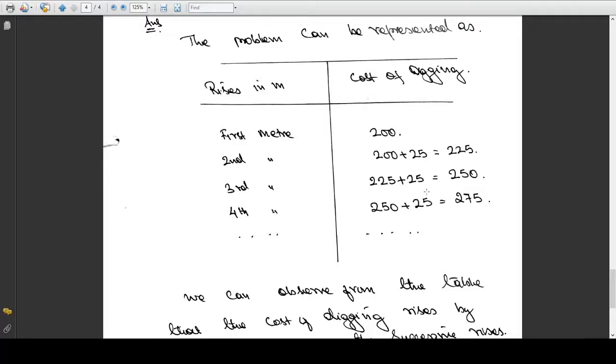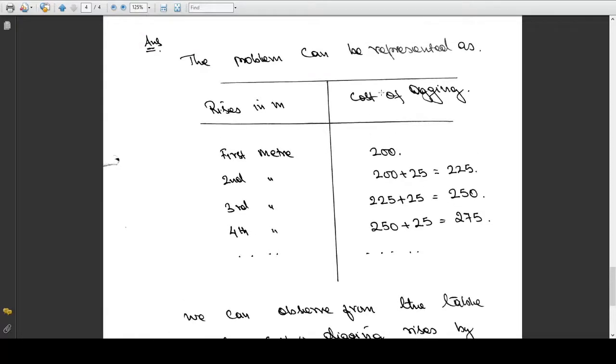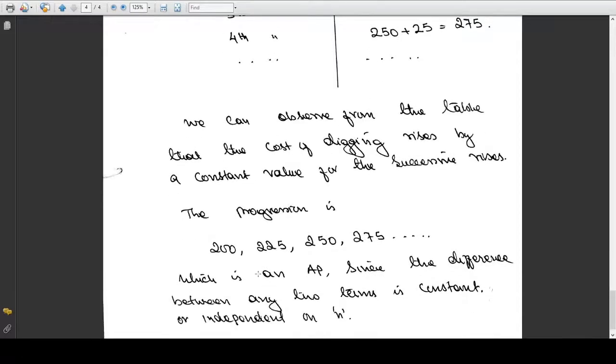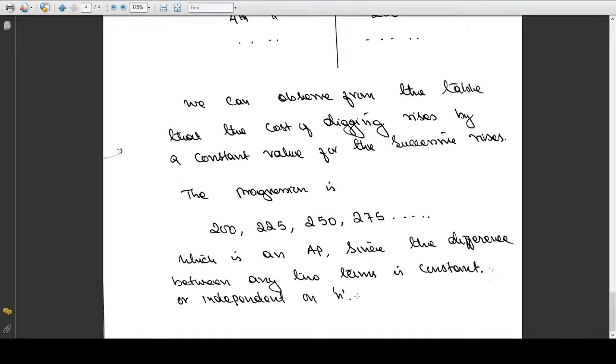Hence this situation is in the form of an AP. The progression is 200, 225, 250, 275, which is an AP, since the difference between any two terms is constant, or independent of n, where n is the number of terms. It is constant, therefore it is an AP.